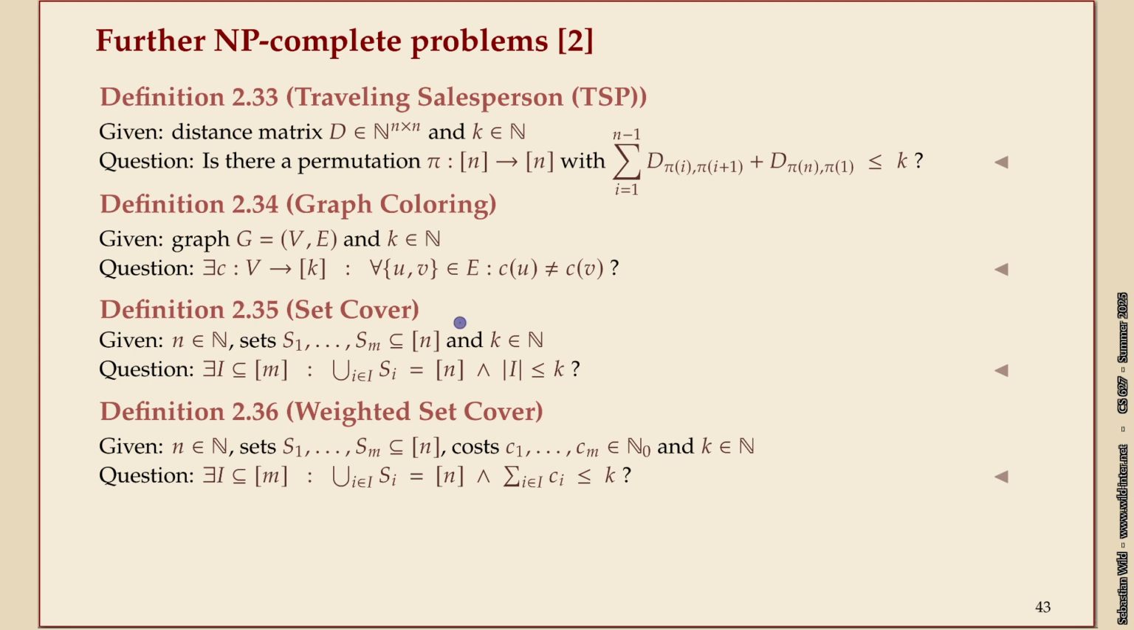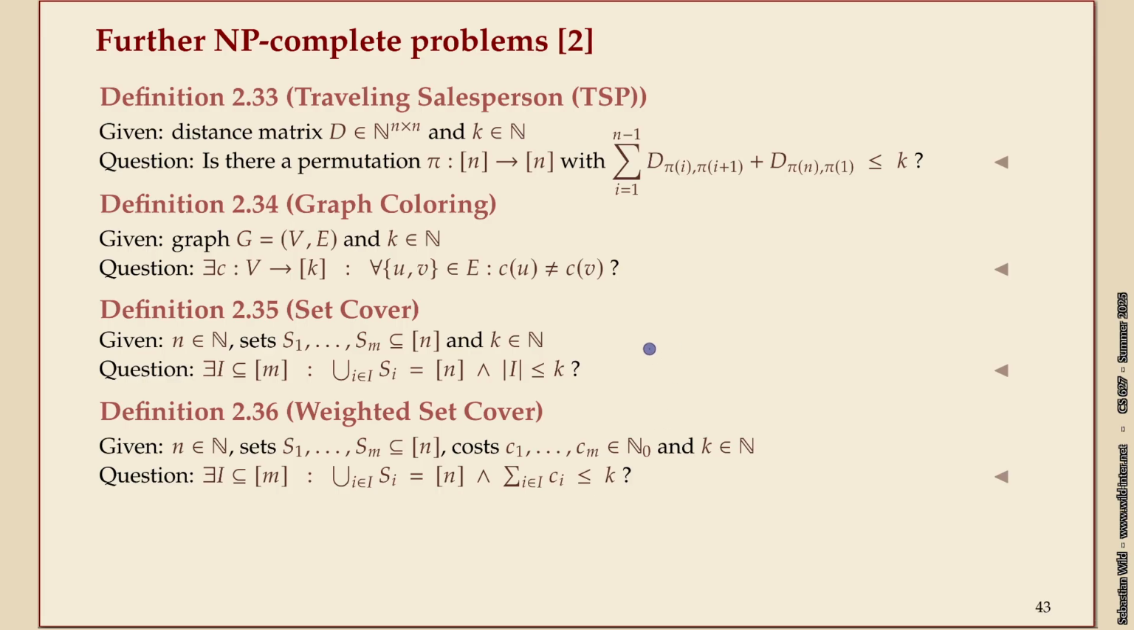Set cover is a problem that will come back to us at some point later. We're given subsets of a universe, and we try to cover the entire universe. We have to pick subsets so that all elements are covered. And the question is, can we find a small enough selection? There's a weighted version where the sets have specific costs, and then the question is, can you do it with a bound on the cost?